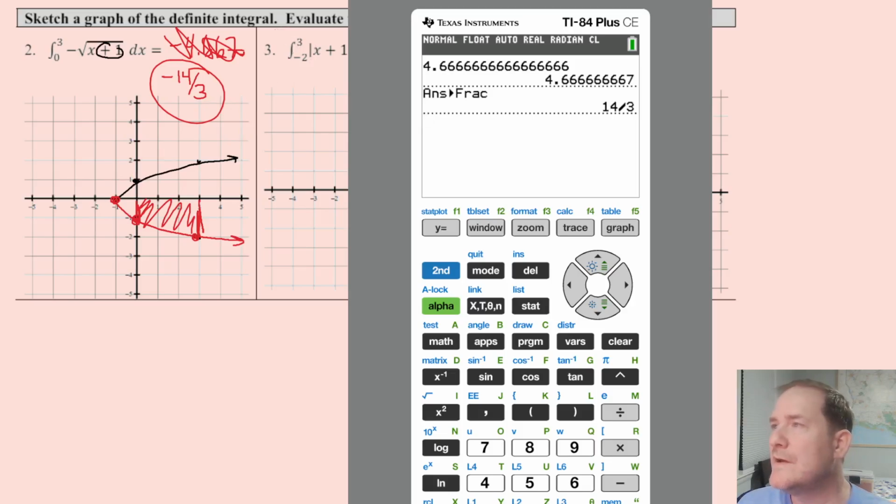For number 3, I guess we're just doing it in the calculator. I would certainly expect that you could draw this thing yourself and kind of break it down.